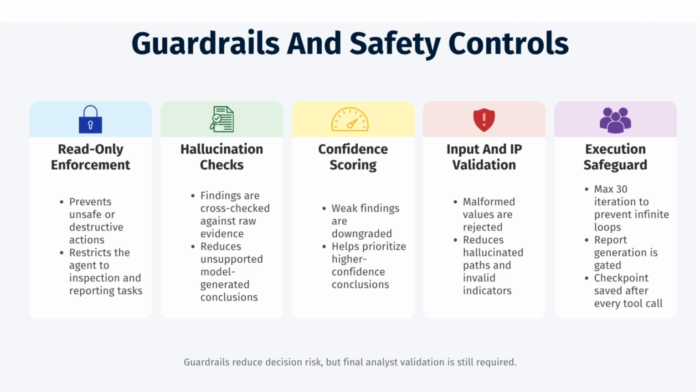Input and path validation. The LLM sometimes generates malformed tool arguments. Our normalize args function catches these before the tool is called. It substitutes real dataset paths, renames wrong parameters, and validates all IP addresses using Python's ipaddress module. Invalid IPs are rejected outright. Execution safeguards. We have a max iteration cap of 30 to prevent infinite loops. Report generation is gated. The agent cannot produce a report until all required analysis tools have been called, so it can't skip steps.